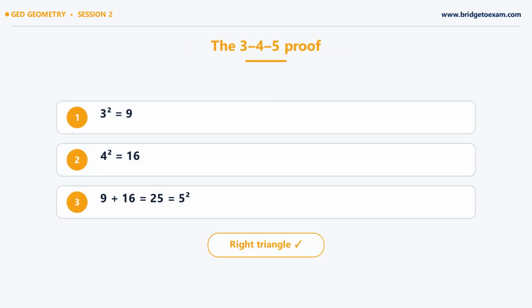Use the classic 3, 4, 5 triangle. 3 squared is 9. 4 squared is 16. 9 plus 16 is 25, and 25 is 5 squared. The two smaller square areas fit the largest exactly. That equality is the signature of a right triangle.